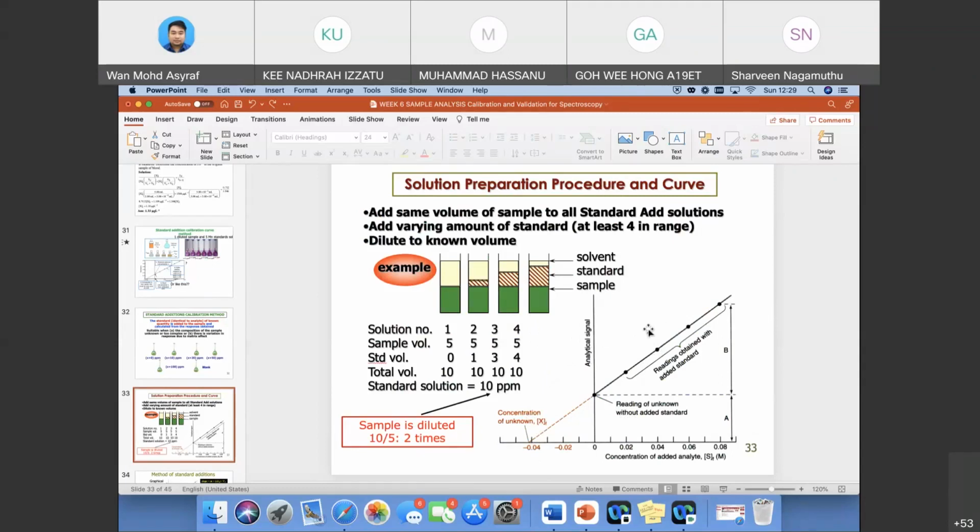So there is an increase in volume of standard, not an increase in the concentration of the standard, because the concentration of the standard is still at 10 ppm. So in the end, we would get a total volume of 10, 10, 10, 10. Okay, understand tak for this one?